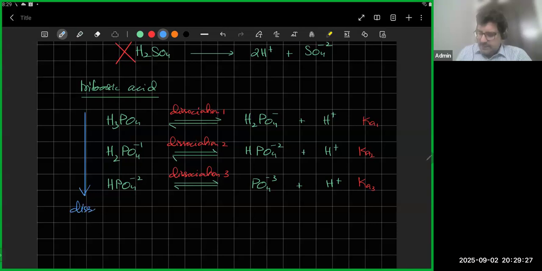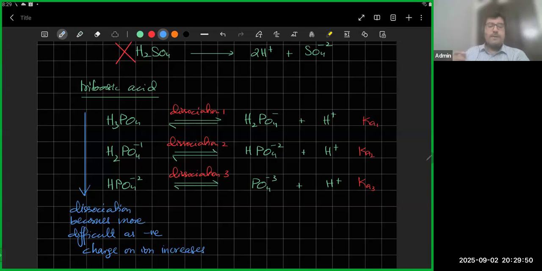the dissociation would become more difficult as the negative charge on the ion increases. It's going to become more and more difficult as the negative charge of the ion continues to increase.